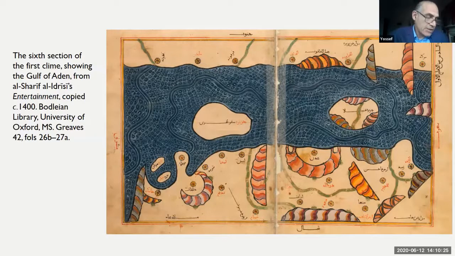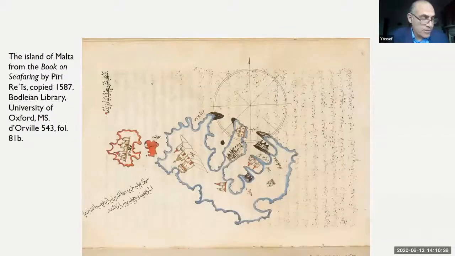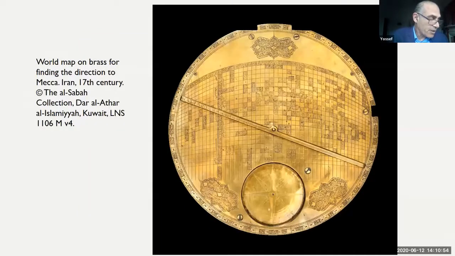My 5th and final map maker, which is, I think, an obvious choice, is the Ottoman pirate Admiral Piri Rais and his early 16th century maps of the Americas and of the Mediterranean. This is Malta. I then close with a chapter on diagrams and instruments for finding the direction of Mecca, focusing on the popularization of geographical gadgets in the early modern Safavid Empire in Iran.